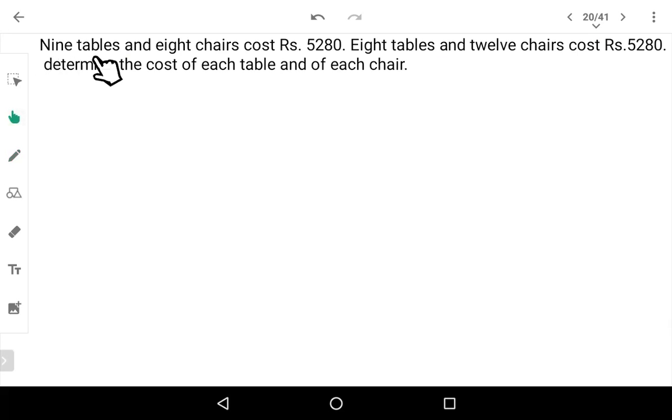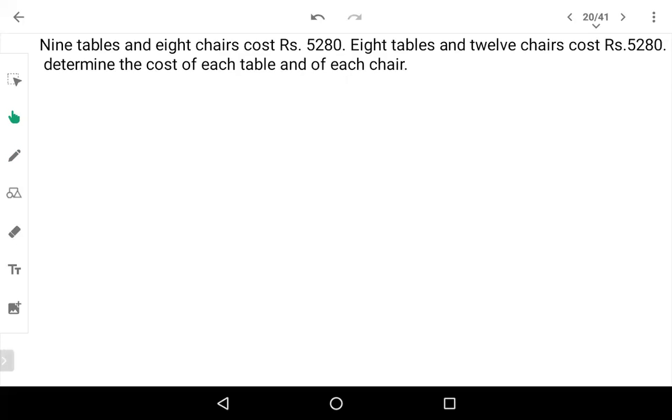9 tables and 8 chairs cost rupees 5280. 8 tables and 12 chairs cost rupees 5280. It might seem the same. The first time when we read, it will look similar because the amount here is 5280 and 5280. Both amounts are the same. Okay, let us finish the question. Determine the cost of each table and of each chair.